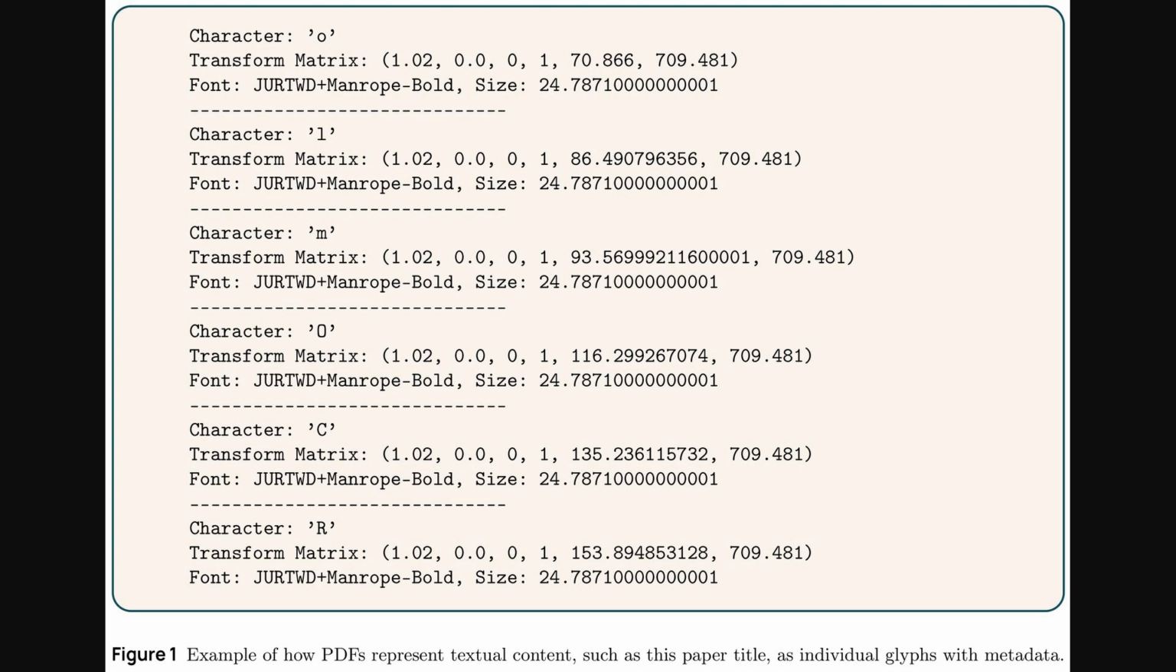Okay, so digging a bit deeper into how that anchoring works, this figure gives us a peek under the hood of a PDF itself. It shows that a PDF doesn't store text like we usually think of it, like the word olmOCR. Instead, it stores each character, O, L, M, and so on, individually. And for each character, it stores metadata like the exact position on the page. See those matrix numbers? And the font information. This is the kind of detailed, born digital metadata that olmOCR pulls out using tools like PyPDF and uses as anchors for the vision model.